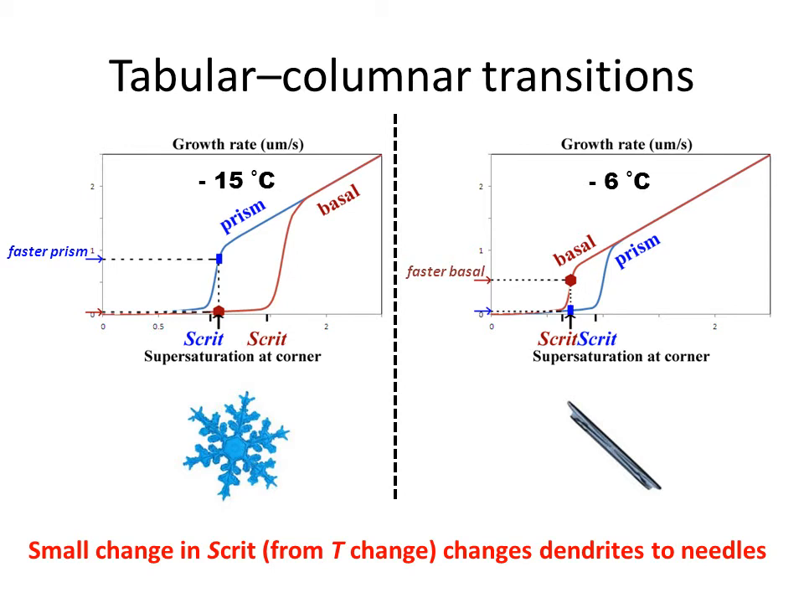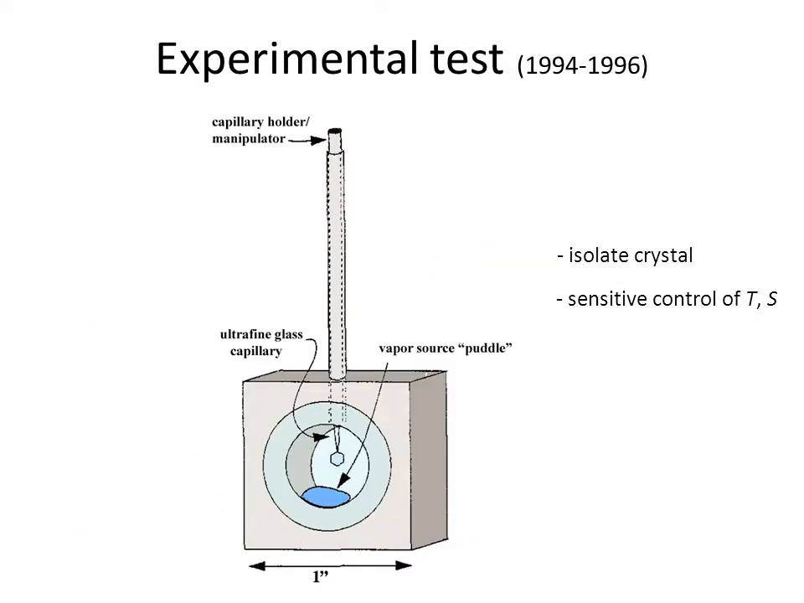Now this theory that I've just explained was first proposed by Charles Knight in 1972 and Sir Charles Frank independently in 1974. And they just argued along these lines that the extreme changes in the growth rates can only be explained by layer nucleation. So that's how things sat for a few decades.